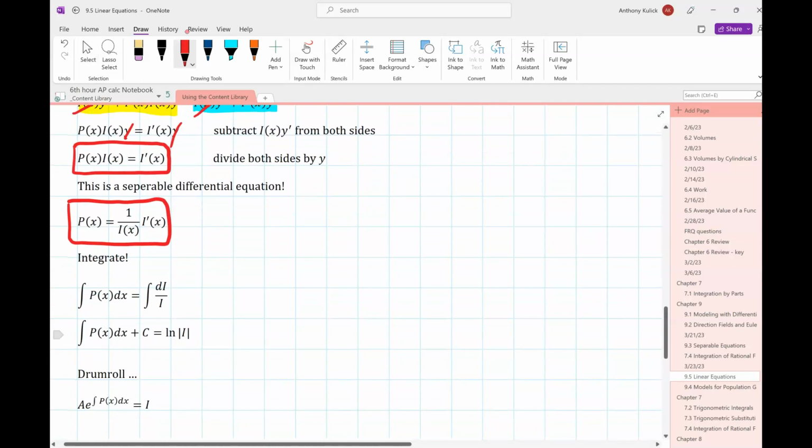The integral of p of x dx plus c is just going to be the natural log of the absolute value of I, because we integrated 1 over I. So, drum roll, if I want to get the I by itself, it's just going to be a constant A times e to the integral of p of x dx. And we can do this every single time. It's now just a formula. I love it.